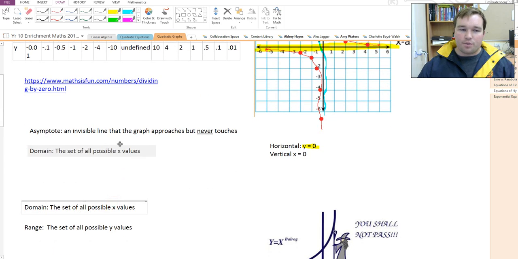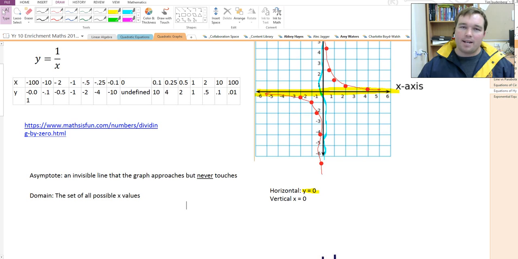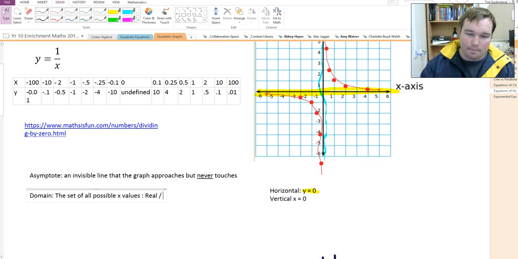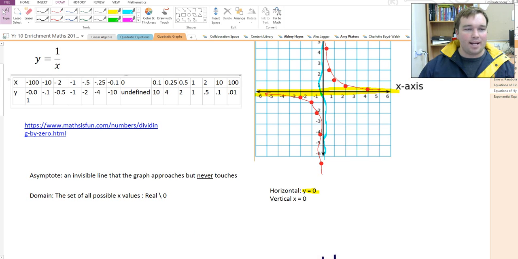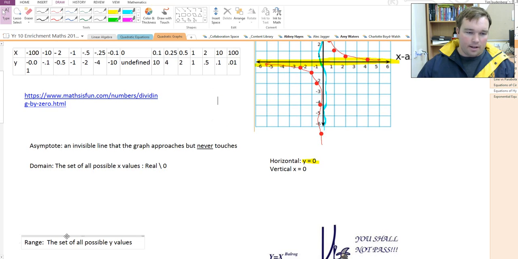The word for this restriction is called domain. Domain is the set of all possible x values. So in our example, it is the real values except 0. Slash means except 0. What that means is that x can be any number except 0. We can substitute any number into this line here except 0.